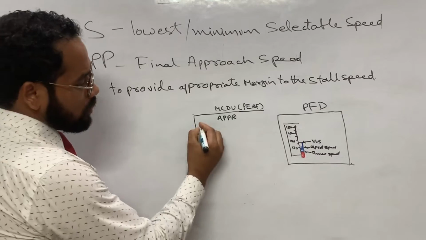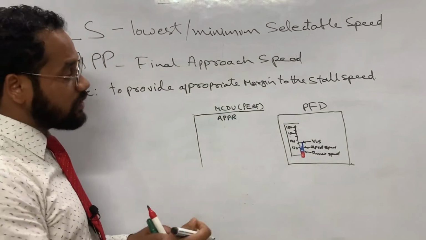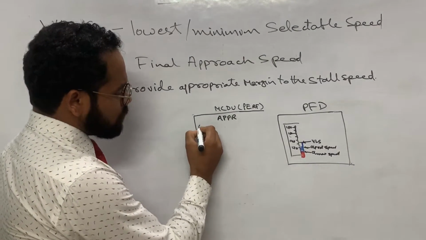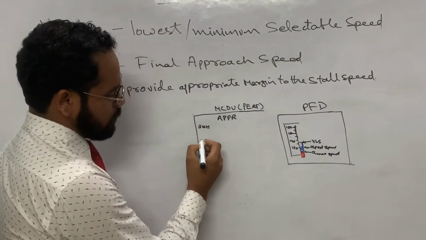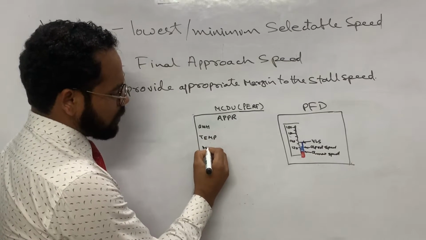Here on this approach page, what all data do we have and how do we see the VLS and VAPP on this page? On this page you have QNH, then you have temperature, then what else you have, magnetic wind.